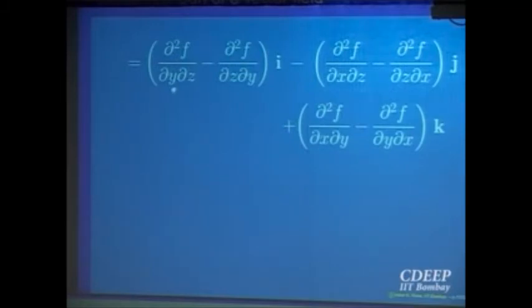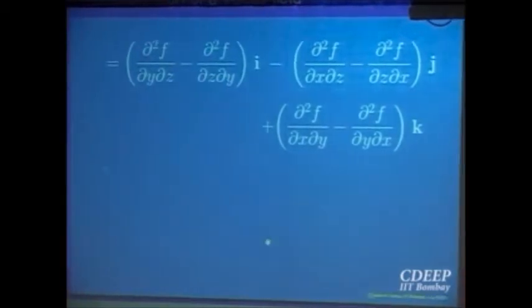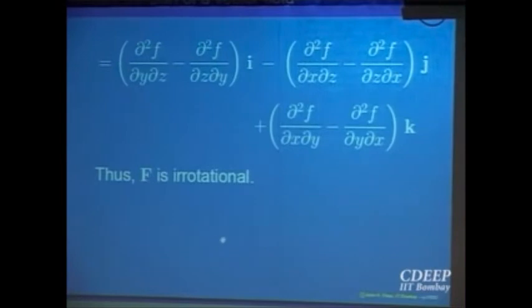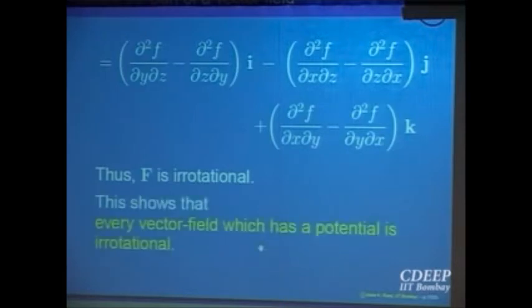You see that if you recall, we said that if f is twice continuously differentiable, then the mixed order partial derivatives are equal. So under that condition, this will be 0, this will be 0, this will be 0. So then we get an example that if a vector field has a potential small f which is twice continuously differentiable, then it is irrotational. So every vector field which has a potential is irrotational.